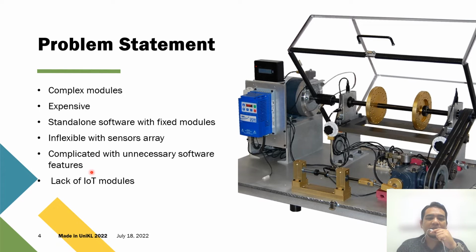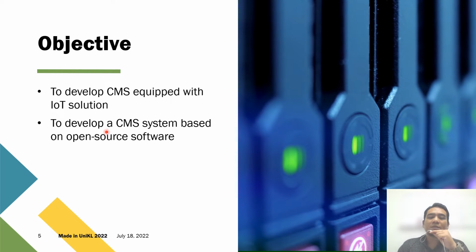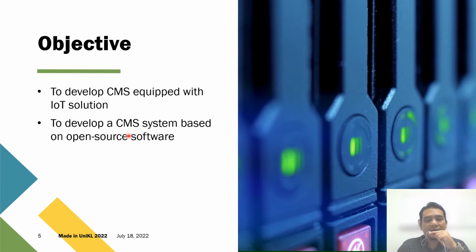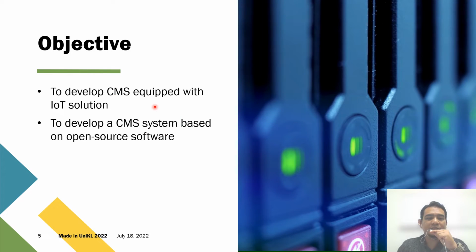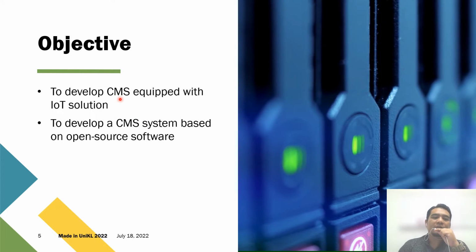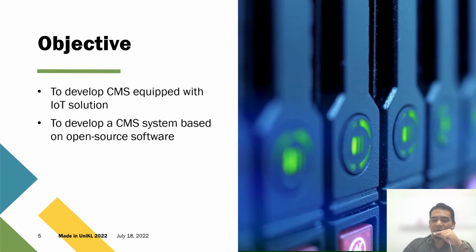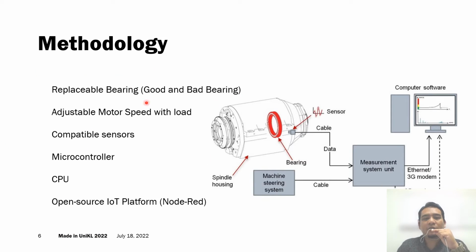Another problem statement is that the jig is complicated, with unnecessary software features, which means users don't need some of the analysis. Therefore, they need to pay more than necessary. Another one is the lack of IoT modules. To overcome those problems, the objective of the project is to develop CMS with IoT solutions, and we use open source software.